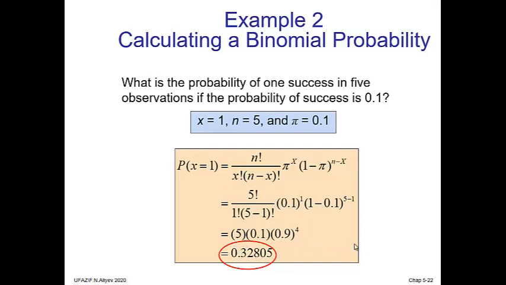Of course, the formula of the binomial distribution is a little bit hard. You need to calculate powers of some decimal numbers and then the combination formula.